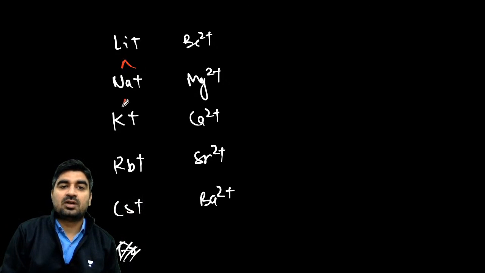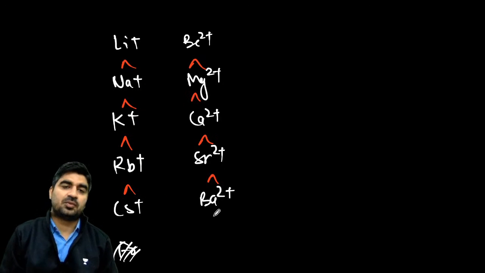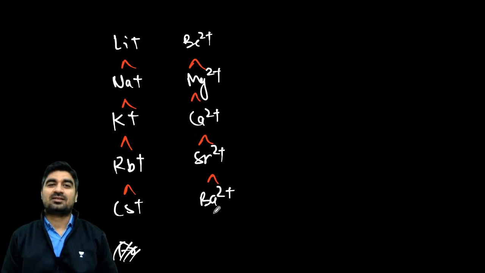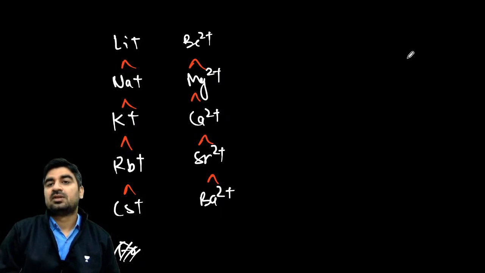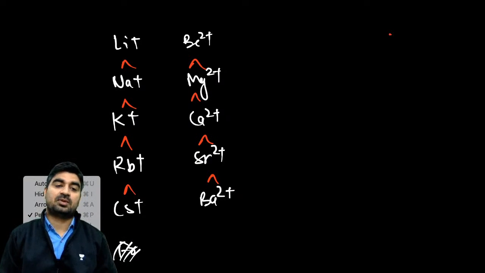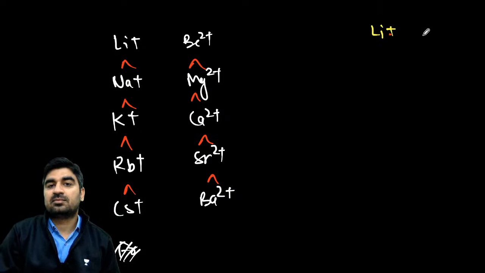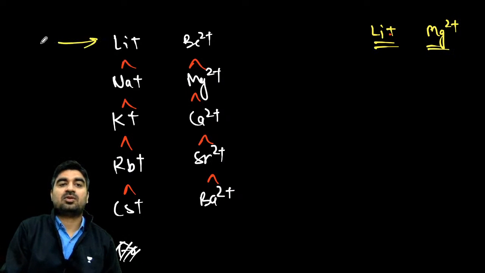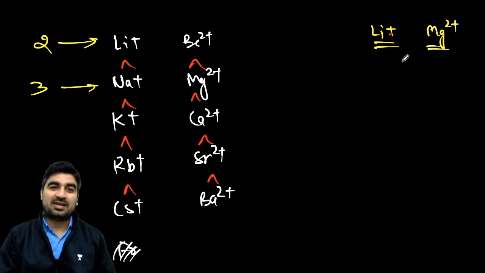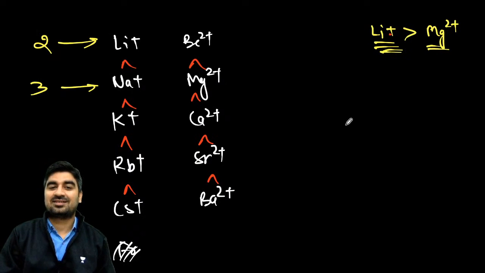So as we move down the group, this radius will increase. This will increase, not an issue. But here we have an exception. Out of lithium and Mg2 plus, which one will be larger? Because lithium belongs to the second period and Mg belongs to the third, ideally magnesium 2 plus should be larger. Got it? But lithium is larger.